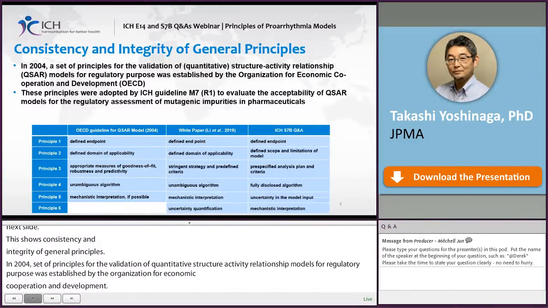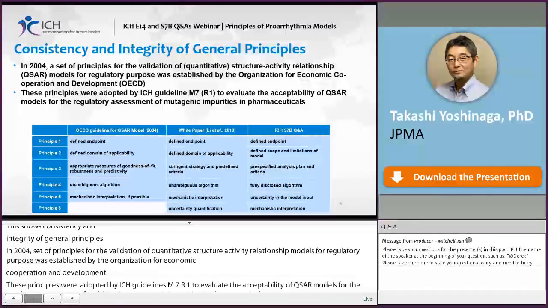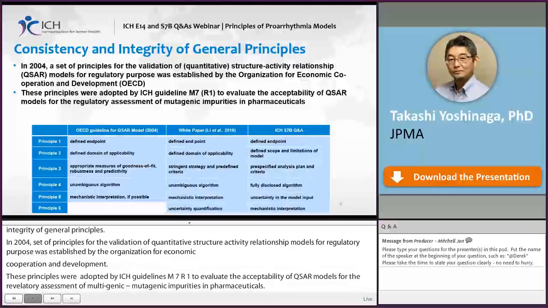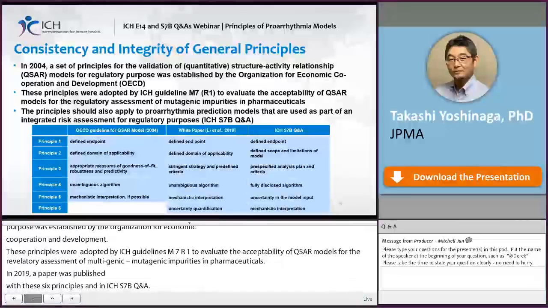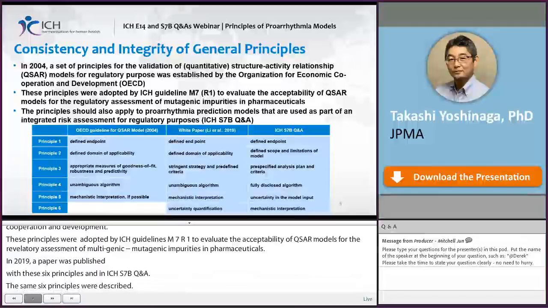In 2019, white paper was published with these 6 principles, and in this ICH S7B Q&A, same 6 principles were described. The principles should also apply to proarrhythmia prediction models that are used as part of an integrated risk assessment for regulatory purposes. I will talk about 6 principles from next slide.